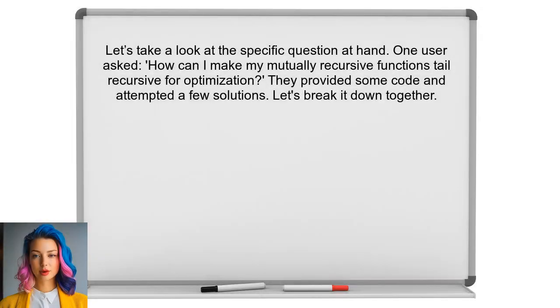Let's take a look at the specific question at hand. One user asked, "How can I make my mutually recursive functions tail recursive for optimization?" They provided some code and attempted a few solutions. Sound familiar? Let's break it down together.